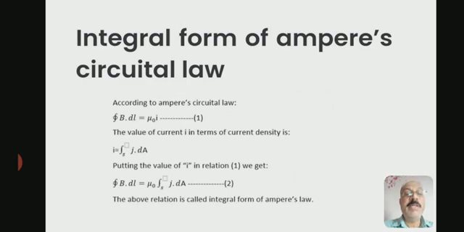Now, the integral form of Ampere's circuital law. According to Ampere's circuital law, already all of you know, the integral over the closed loop of B dot dl is equal to mu naught I, called equation number 1. The value of the current in terms of the current density is I is equal to the integral over the surface S of J dot dA. Putting the value of I in relation 1, we get the integral of B dot dl is equal to mu naught times the integral of J dot dA, called equation number 2. And equation 2 is called the integral form of Ampere's circuital law.